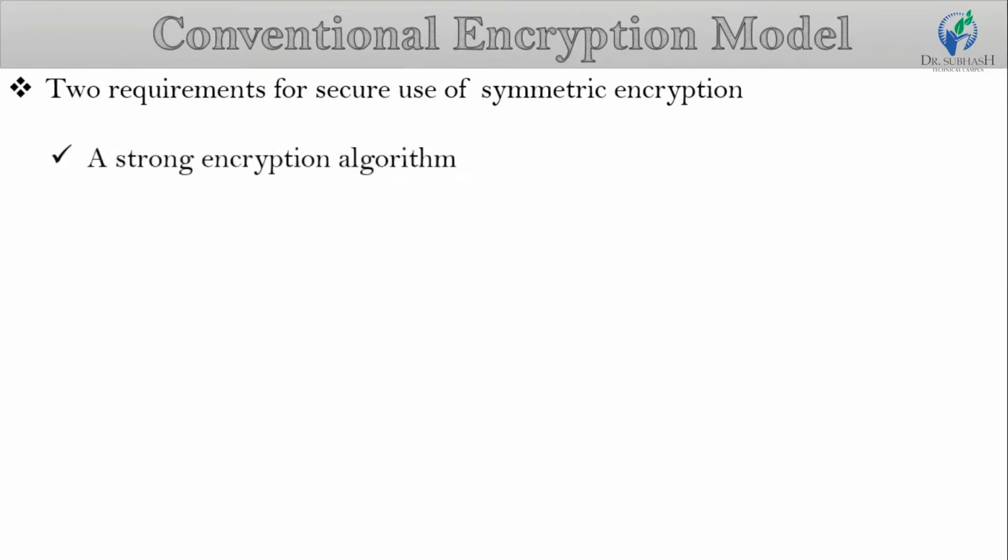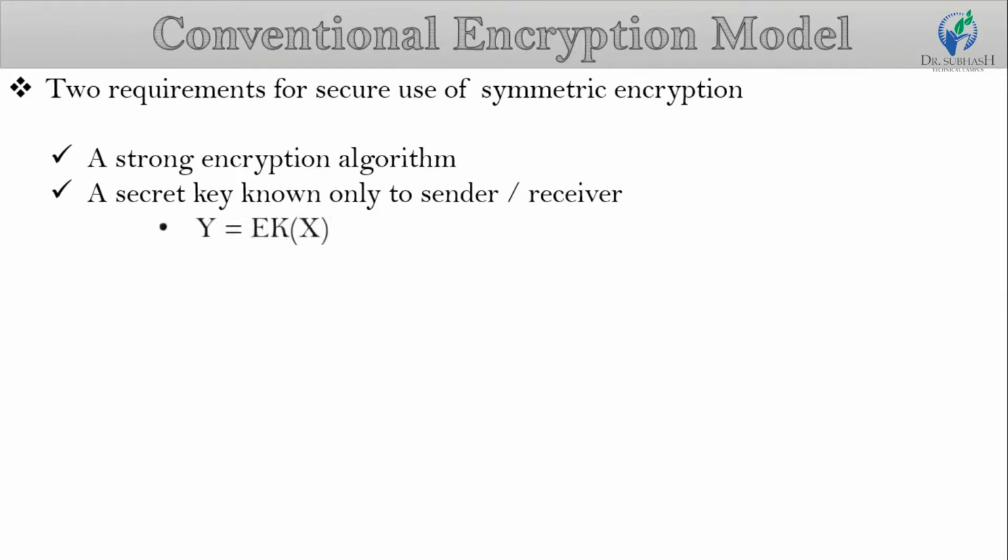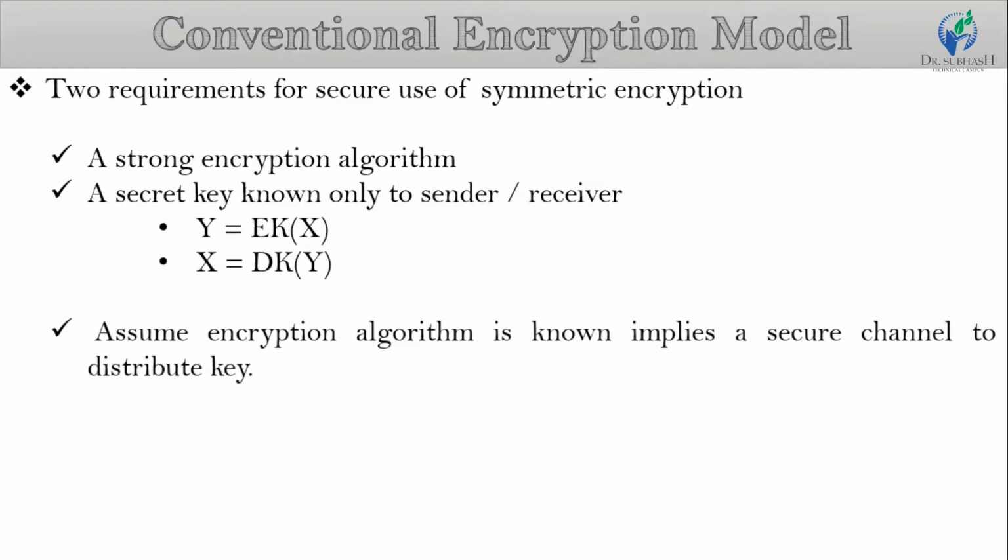First, a strong encryption algorithm is required, and second, a secret key known only to the sender and receiver. So we can write the equation like Y = E_K(X), and X = D_K(Y). Here E is encryption, D is decryption, K is key, X is a plaintext message, and Y is a non-readable message, or we can say encrypted message. For that, we have assumed the encryption algorithm is known, which implies a secure channel to distribute the key.